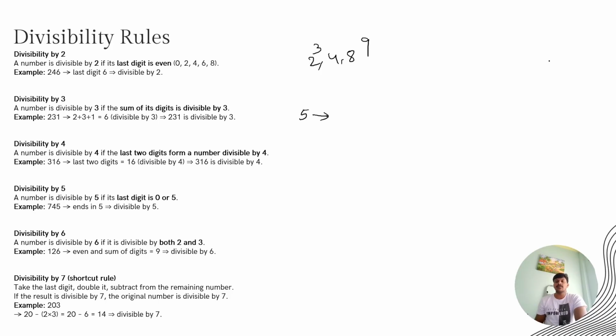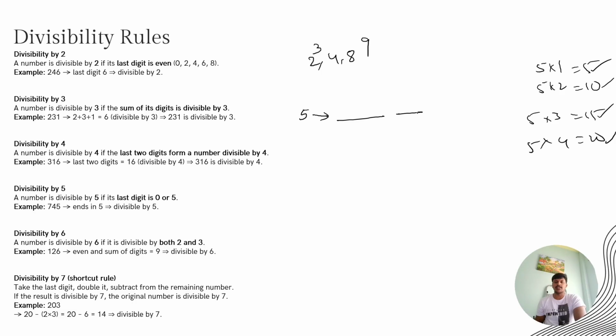Simply, see, if you check the 5 table, 5 ones are 5, 5 twos are 10, 5 threes are 15, 5 fours are 20. See, we're always ending with 5 or 0. So if the last unit digit, or last one digit, is 0 or 5, then only that number will be divisible by 5. That's what I'm writing here. If the last digit is 0 or 5, then that number will be divisible by 5.